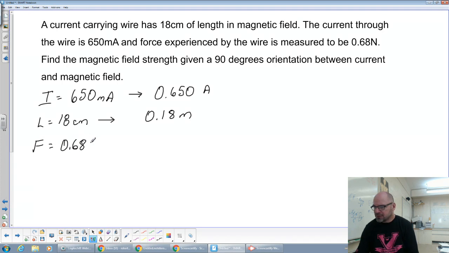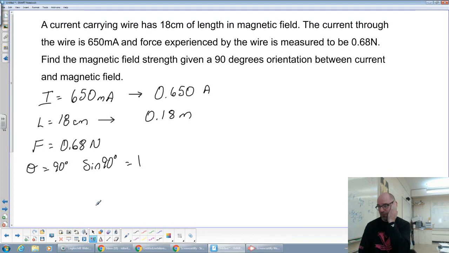The force is 0.68 newtons. And we know that the angle is given at 90 degrees, so sine 90 degrees is going to give us a 1. What they're trying to get us to figure out here is the magnetic field strength in Teslas. So B is what we're trying to solve for.